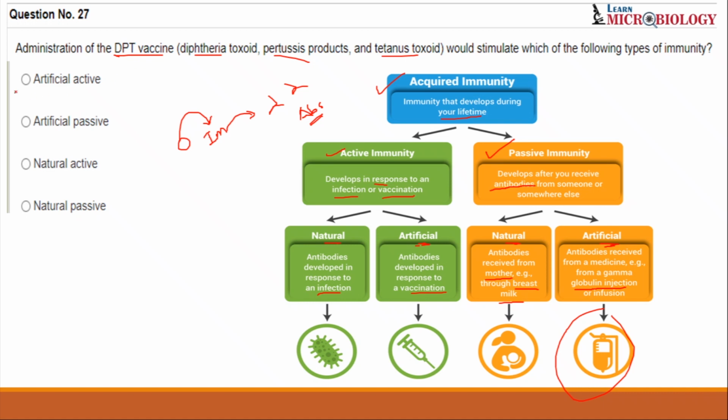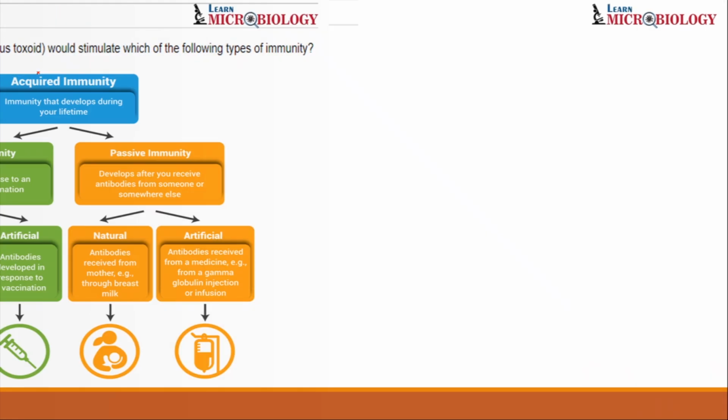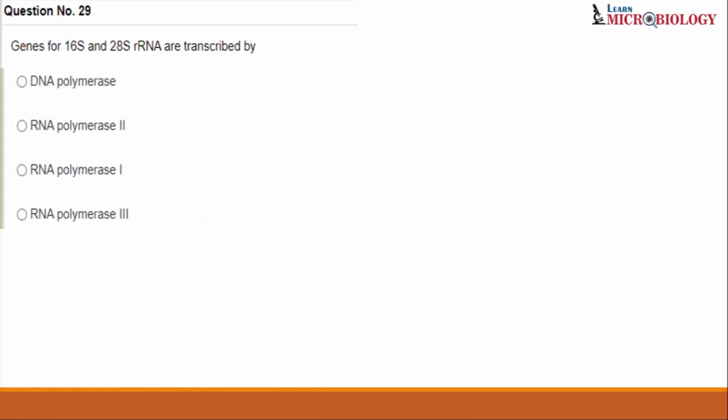Now, can you identify which of these it is? As we know, since we are injecting an antigen but not an antibody, it will be active. So now there are two options: either it is artificial active or it is natural active. We know artificial active is when we have a vaccination, and natural active is when we have a disease. So the answer will be artificial active. Very simple. Let's move on to the next question.